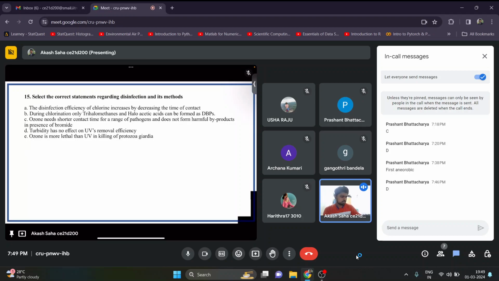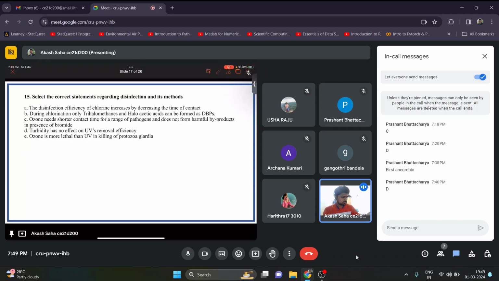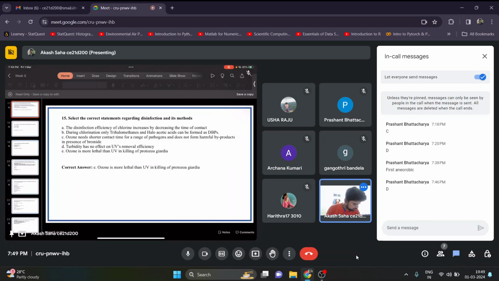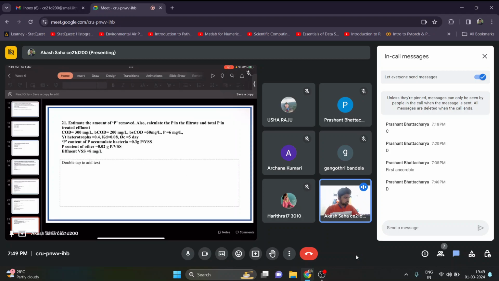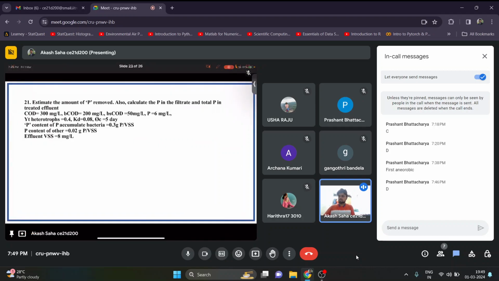Okay, so we will solve one more last problem. I think this one, because the rest we have already seen. This also we have done. Okay, we'll see how to solve this problem. This is regarding biological phosphorus removal. So we have to estimate the amount of phosphorus that is being removed from the system. We have a nice numerical for that.